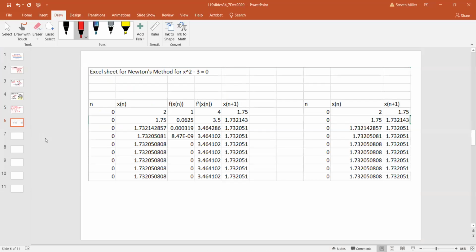Okay. Any questions on Newton's method? Okay, any questions on any of the other material we've done this semester?